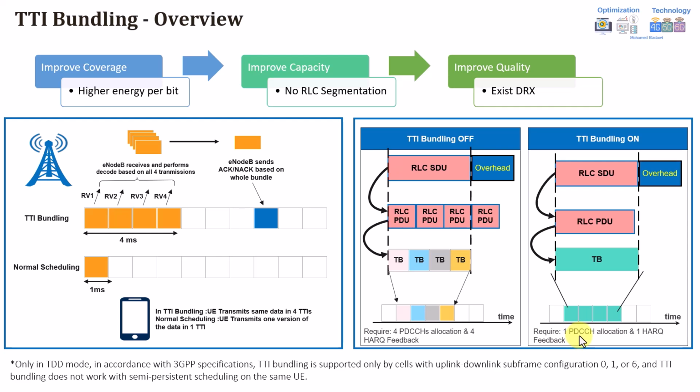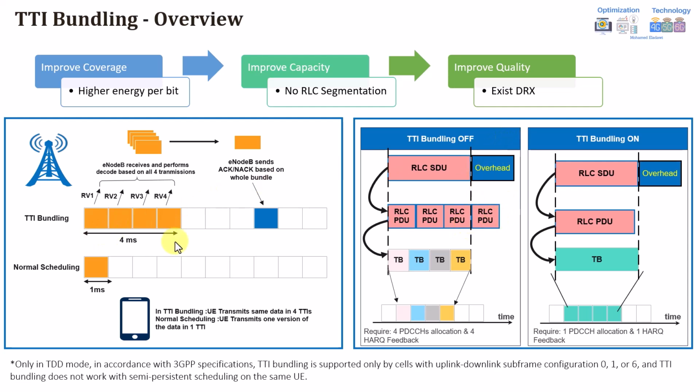So you can have an improvement in your PDCCH allocation compared to the segmentation case, and also you will have one HARQ feedback, because for those four transmissions of the same data in four consecutive TTIs, it only requires one HARQ feedback. So in this case you will have better performance in terms of improving capacity, because you will not have any RLC segmentation anymore.